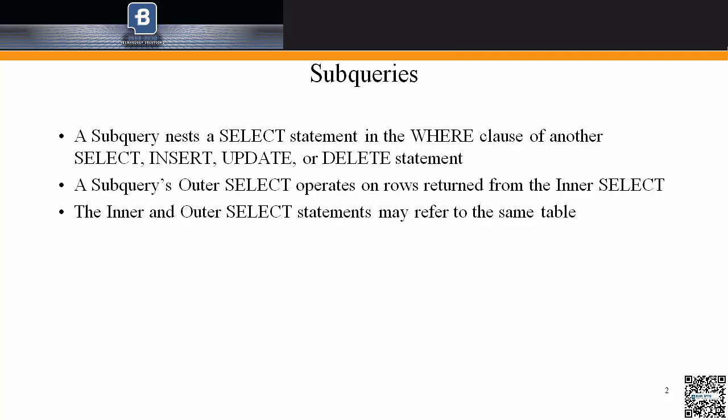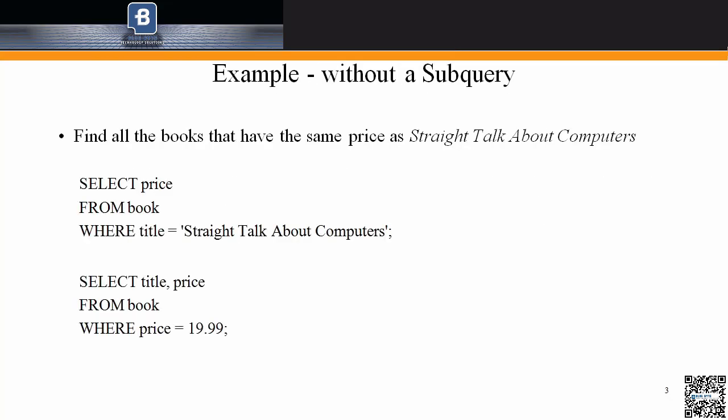The outer select statement, the one, if you will, on the top, operates on the rows returned from the inner select. It operates on that data. It uses the data returned to make a decision about what to bring back in the outer or upper select. Now, one cool thing about a subquery is the inner and outer select statements may refer to the same table, and this allows us to do sort of a self-join, an easier way than doing a self-join through a joining process.